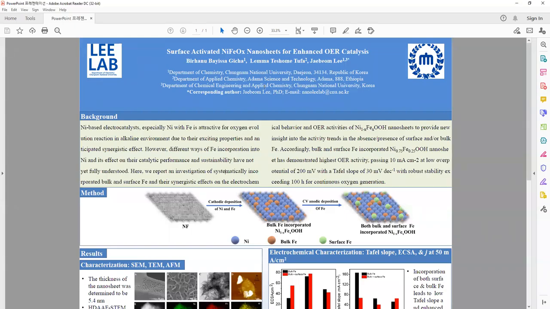I'm a second year PhD student in the Department of Chemistry, Chungnam National University, under the supervision of Professor Jobim Lee. My presentation title is Surface Activated Nickel Iron Oxide Nanosheet for Enhanced Oxygen Evolution Reaction.